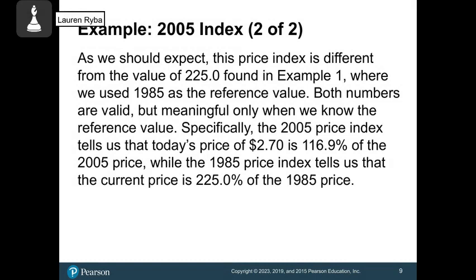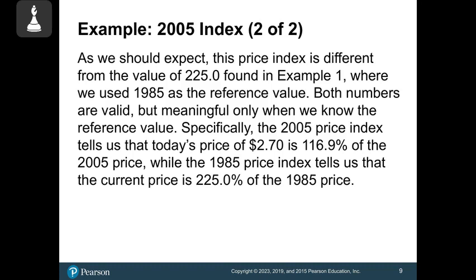Now, we didn't get the same answer. The first one, when we did the example, gave us 225. This one gave us 116.9. And that should make sense. We should get a different value because we used a different year as a reference value. If I go further back in time, I'm going to have to increase that more than if I was closer to the current time period.